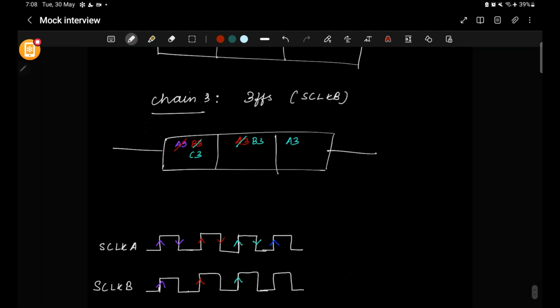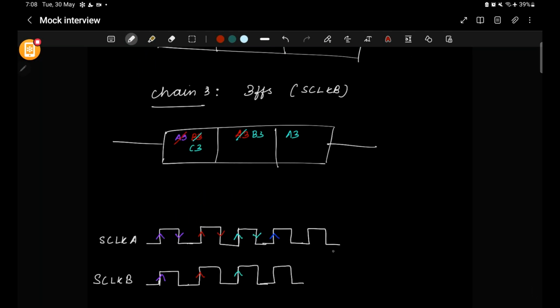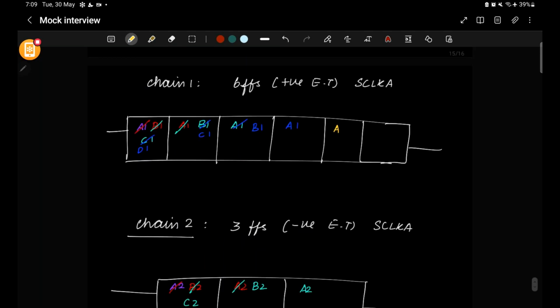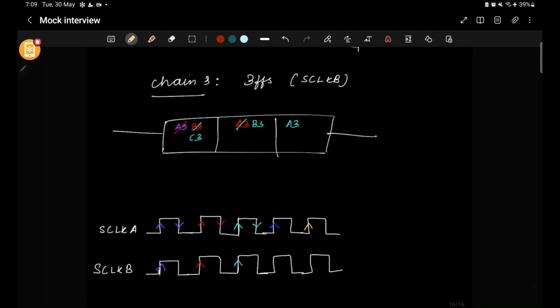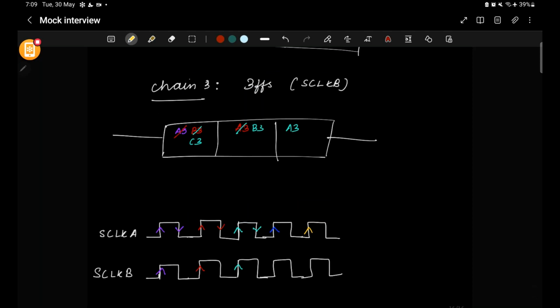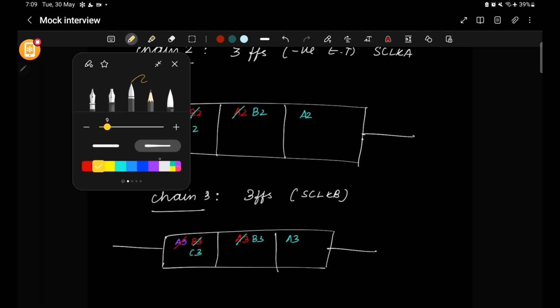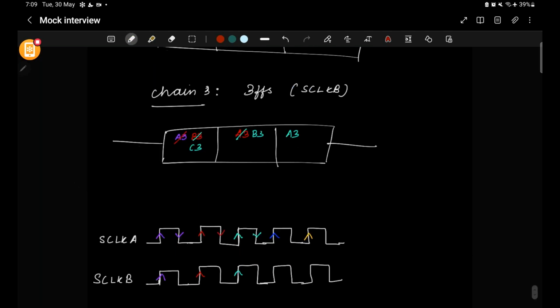And next pulse, what is happening? During the rising edge of this pulse, this data will come here. Here B1 will come. Here C1 will come. Here D1 will come. Here E1 will come. Okay. And during the rising edge of scan clock B, nothing will happen because data has already got shifted into scan chain 3. And during the falling edge of scan clock A also, nothing will happen because data has already got shifted.